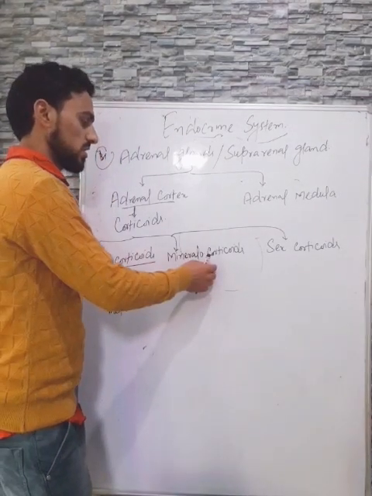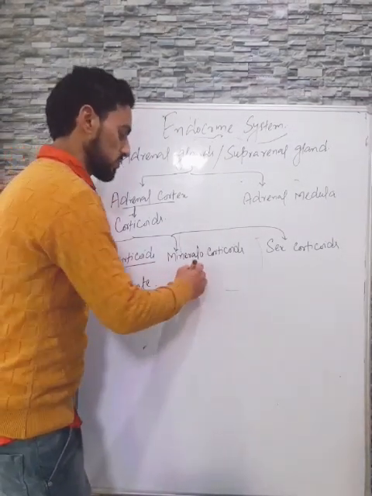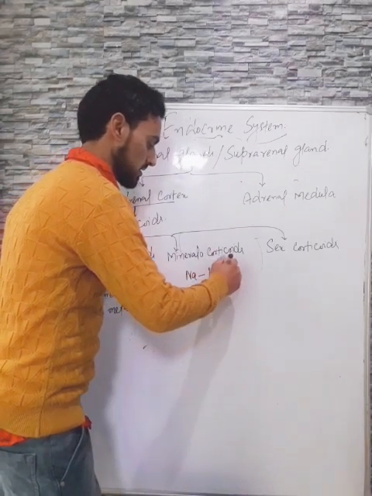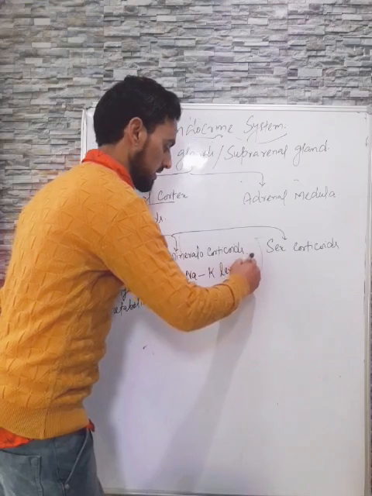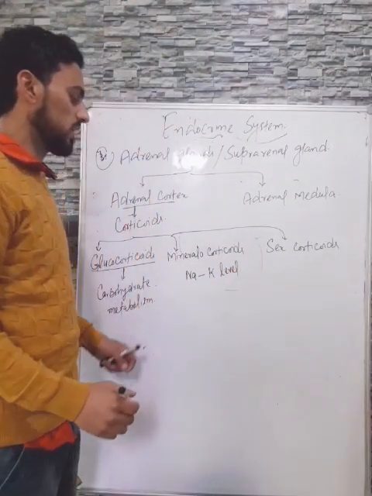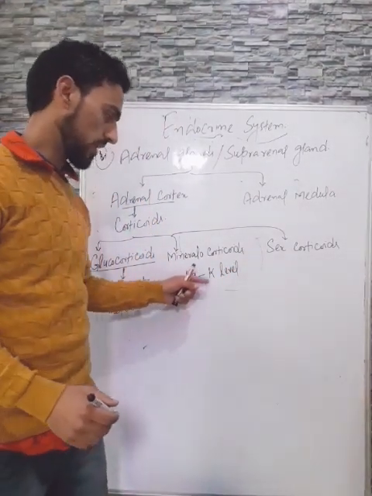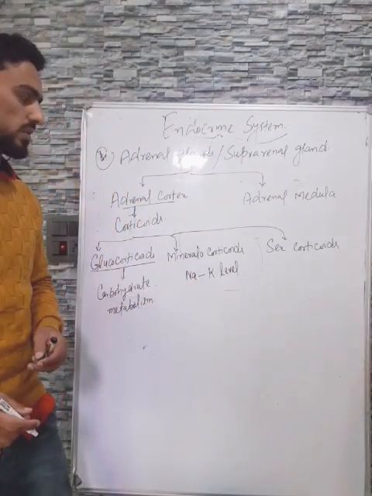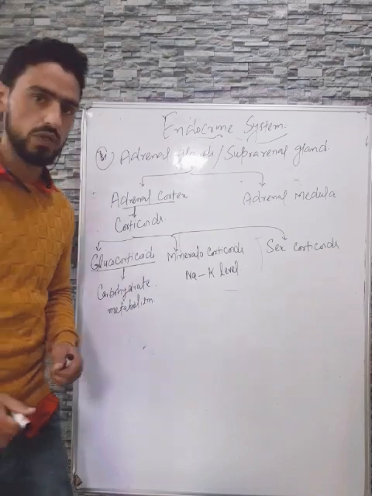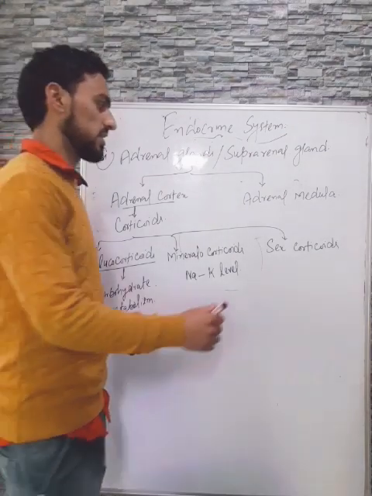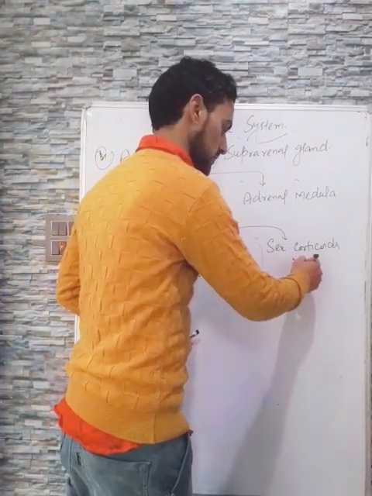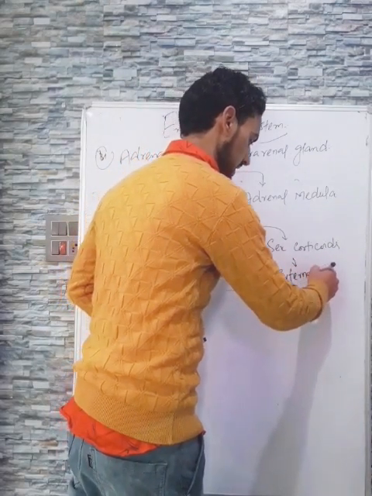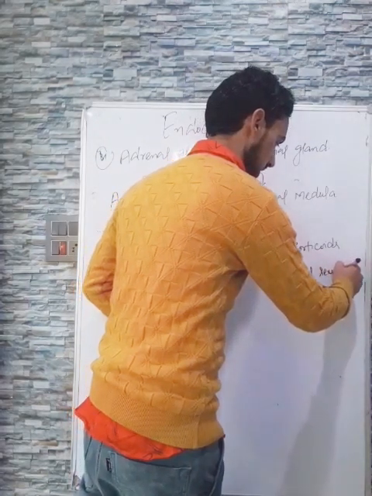After that, the next are the mineralocorticoids. These are corticoids which maintain the sodium and potassium levels of our blood. That is the function of the mineralocorticoids. After that, the sex corticoids. These are the corticoids which maintain the secondary sexual characters, simply external sexual characters.